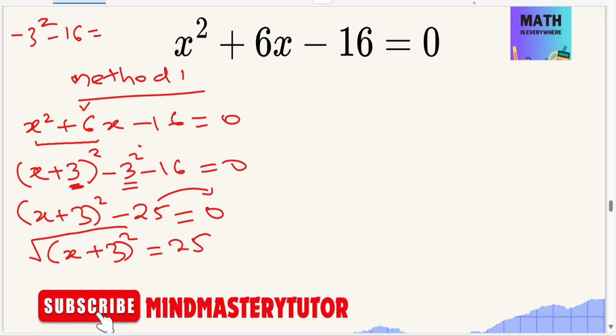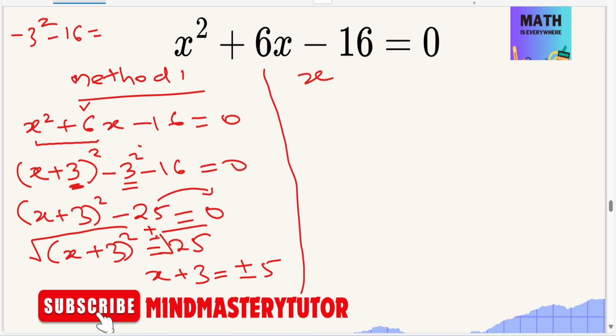Square root it, square root it. So here it will have positive or minus. So your answer here will be x plus 3 equal to the root of 25, which is either positive or minus 5. Okay, so far. So your x will be, if you move it to this side, your first x will be positive 5 minus 3. So your first x is 2. So your second x is -5 minus 3.